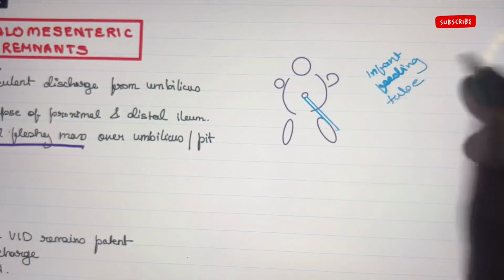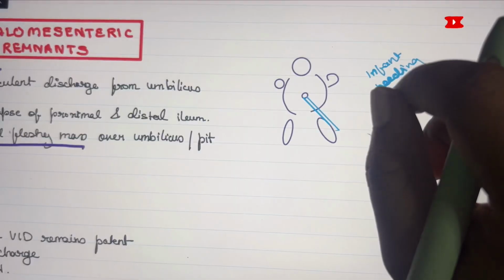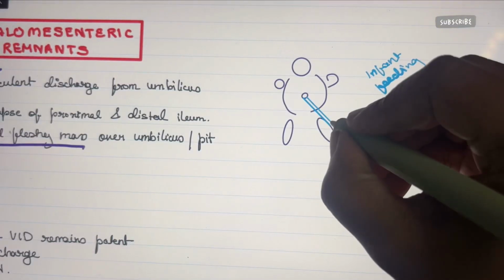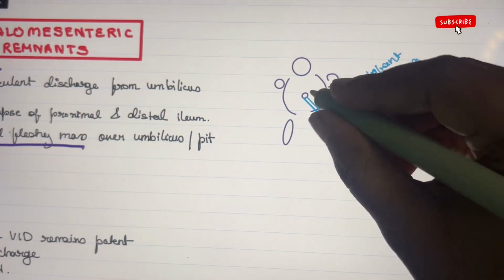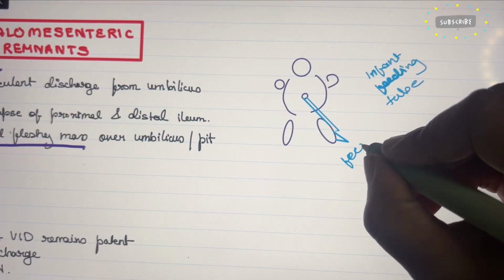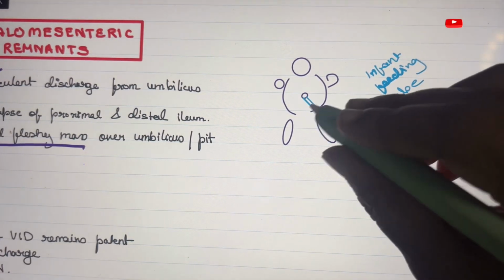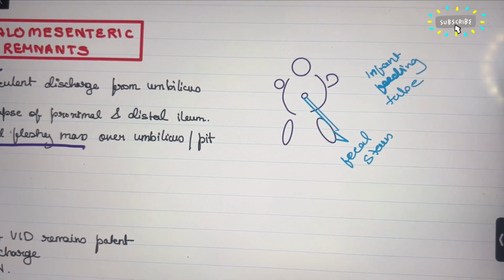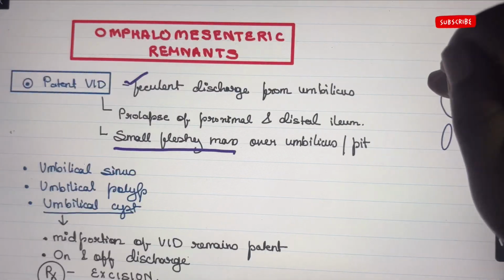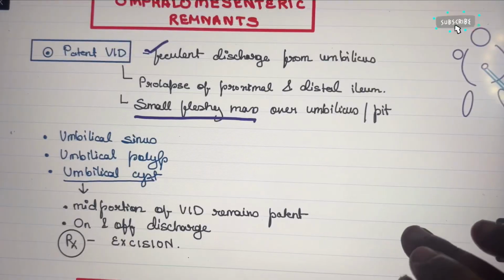And one thing is that the infant feeding tube goes easily inside the umbilical opening, and when we take out the infant feeding tube, we will see fecal stain in the infant feeding tube, by which we are sure that there is a patent vitelline intestinal duct. This is a clinical diagnosis.